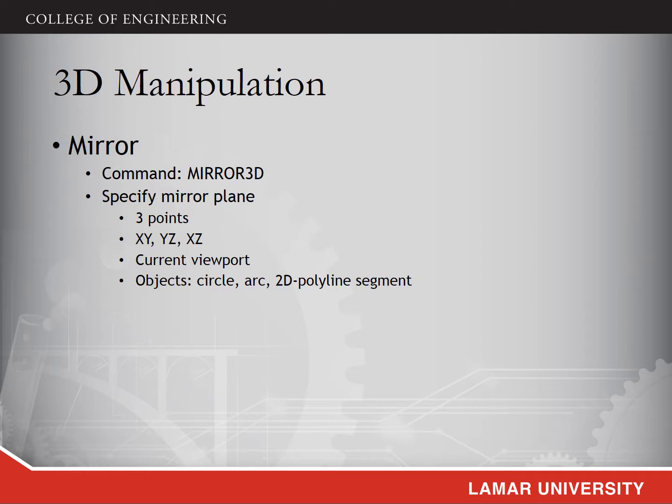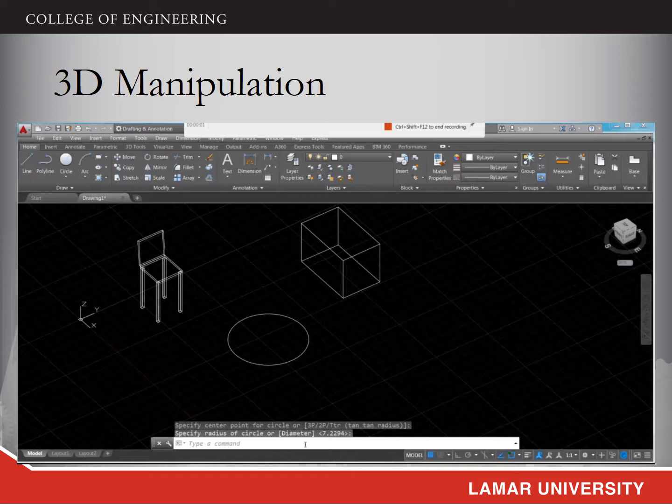Generally, we are using 3 points to identify the plane as the mirror. We can also use the existing XY plane, YZ plane, or XZ plane as the mirror. Or you can use your current viewport as the mirror. Another kind of object that can be used as a mirror are circles, arcs, or two-dimensional polyline segments. All those objects can help us to generate a plane, and this plane will be used as the mirror in the mirror 3D command. Now let's see a simple example to generate a mirror copy about a chair that we generated in the previous example.